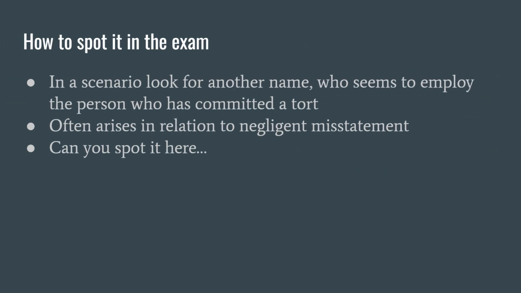So how to spot vicarious liability in an exam? You need to look for another name of someone who seems to employ the person who has committed a tort. And the person that's committed a tort is sometimes called the tortfeasor. It's often going to arise in relation to negligent misstatement, which is the case in the scenario that we're going to have a look at.